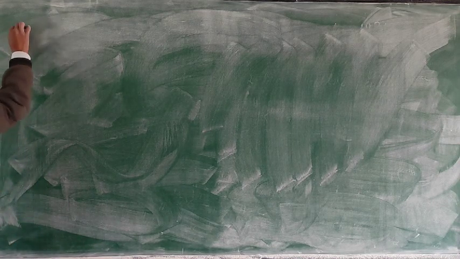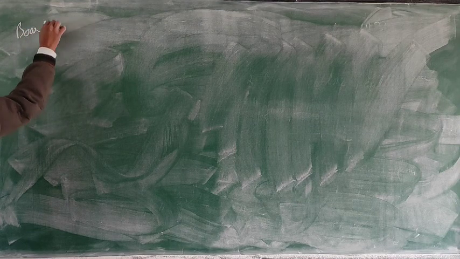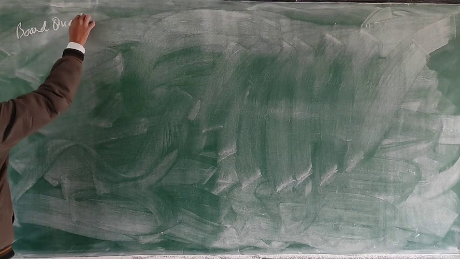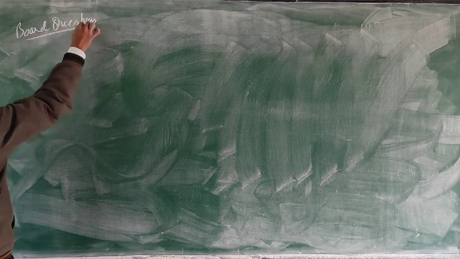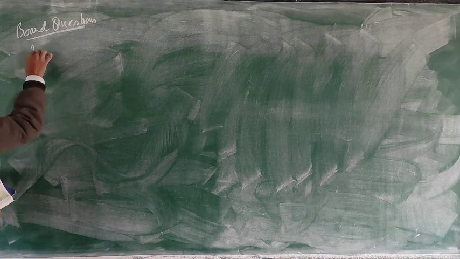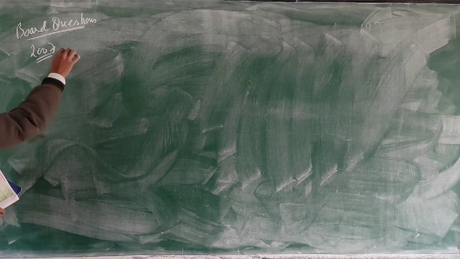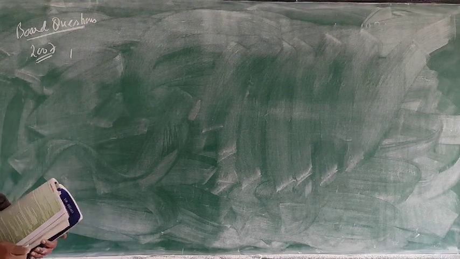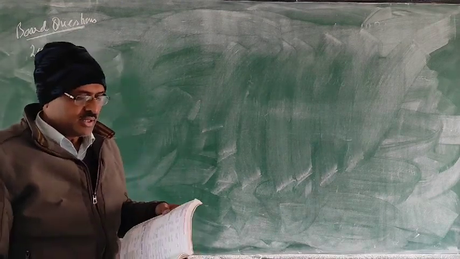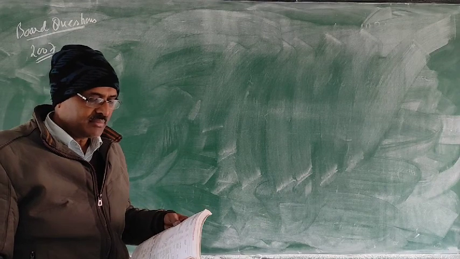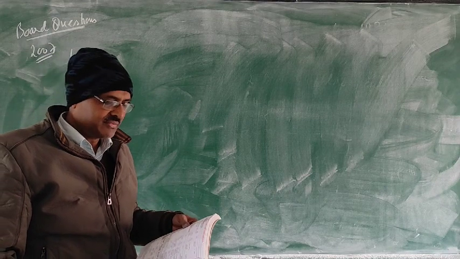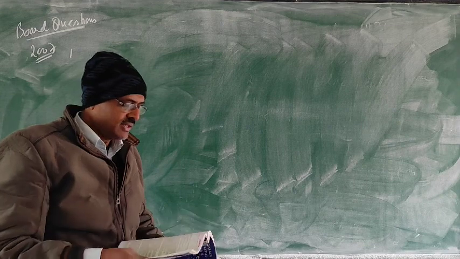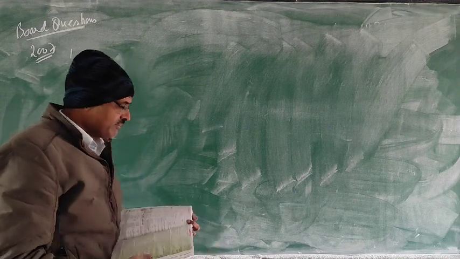So, board questions. First of all, it is given 2007. First question, what have they asked? Give the IUPAC name of the compounds 1 to 5. Structures are given here, and they are asking for the IUPAC name.